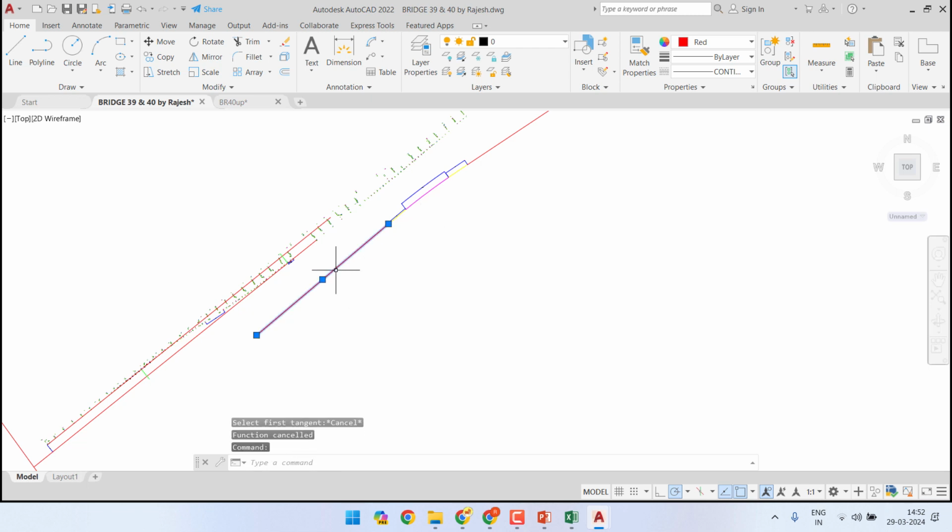Alright, but in this case we have to draw a reverse curve. Now let me first delete it.